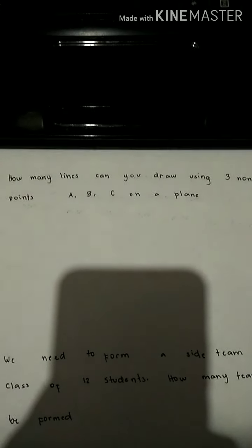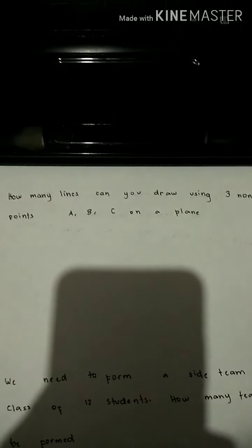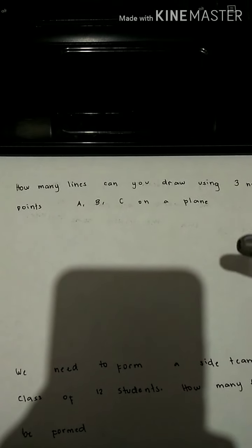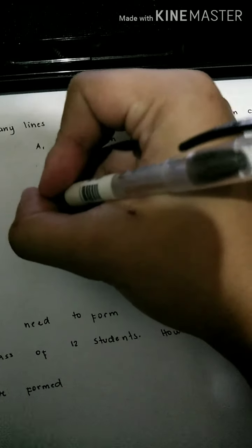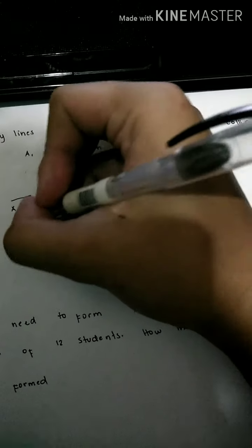Here are examples for combinations. How many lines can you draw using 3 non-collinear points A, B, C on a plane? You need 2 points to draw a line. The order is not important. Line AB is the same as line BA. These are the same.